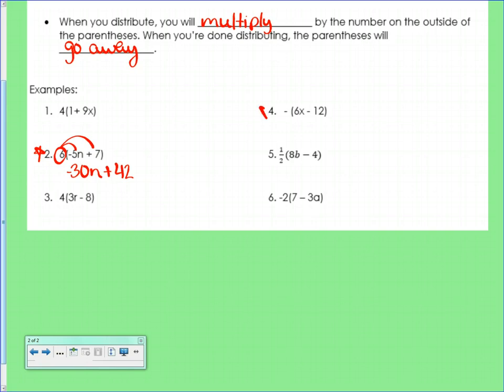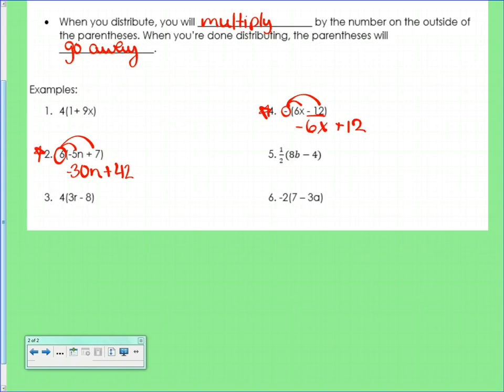My second example is in the top right. Here, you don't see a number written outside of the parentheses. What you do see is this negative sign. If you see just a negative, that's the same as a -1. So we're going to distribute that to our parentheses. So -1 times 6x would be negative 6x, and -1 times -12, so this whole term is plus 12.